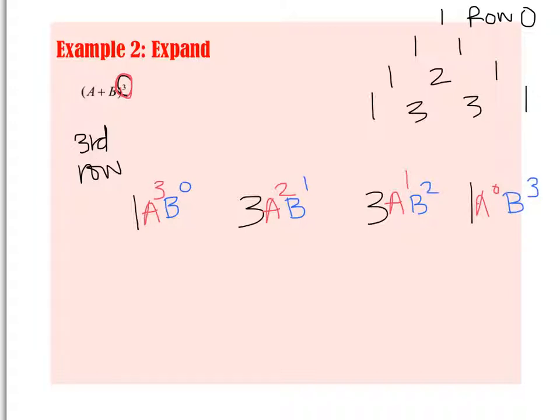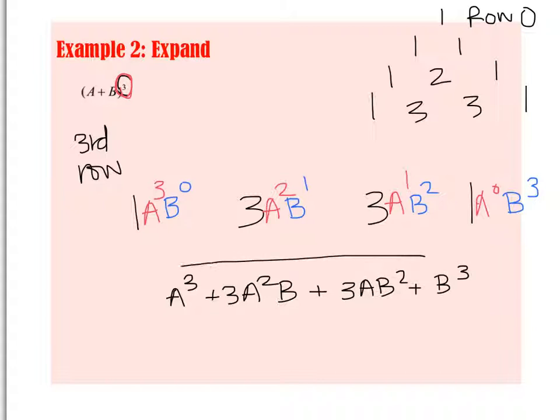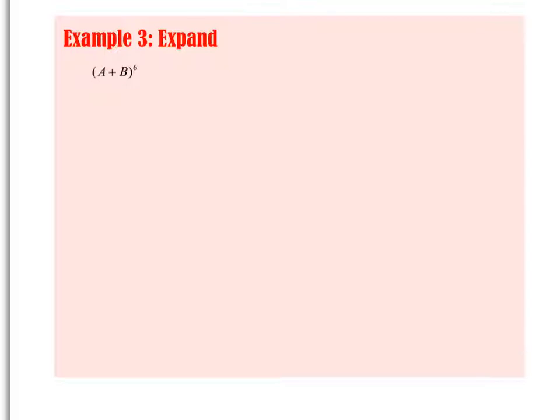And so our final answer then is A cubed plus 3A squared B plus 3AB squared plus B cubed. You could do the distribution by hand and you'll verify that this is the same thing that you'll get. All right, let's try a larger one.